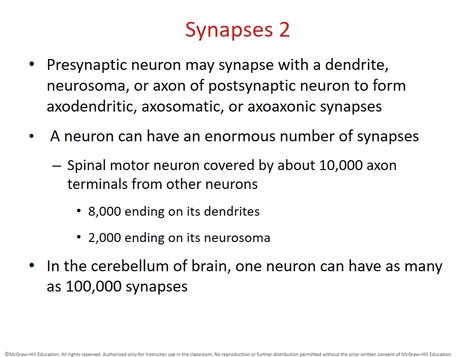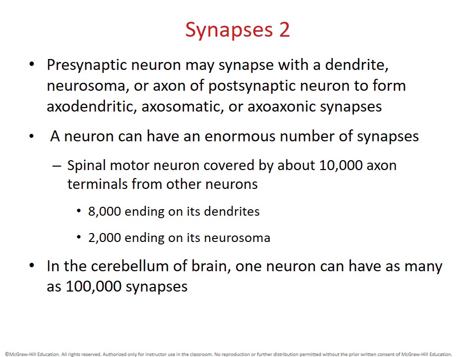That kind of synapse is called an axosomatic synapse, where the axon terminal is synapsing with the cell body of the postsynaptic neuron. And there are even synapses known as axoaxonic synapses. In an axoaxonal synapse or axoaxonic synapse, the presynaptic axon is synapsing with the axon of the postsynaptic neuron. So an axon synapsing with an axon of another neuron.